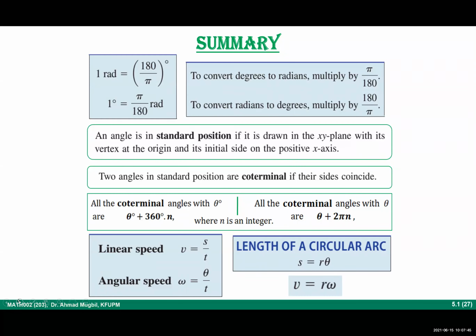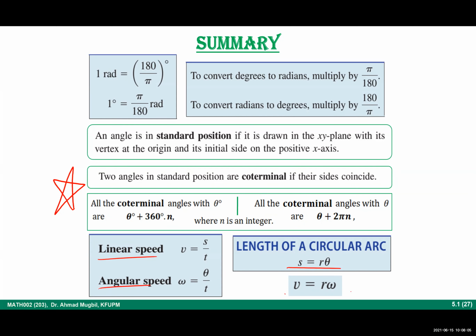Now, to summarize, this is the summary of this section. What you need to know, how to convert, the standard position, the coterminal. The most important part of this section is the coterminal that we will use in 5.2, 5.3. And of course, this relationship between the linear speed, angular speed, the arc length, and so on.